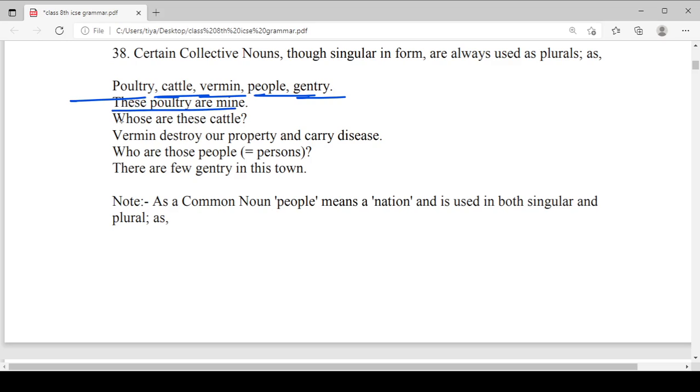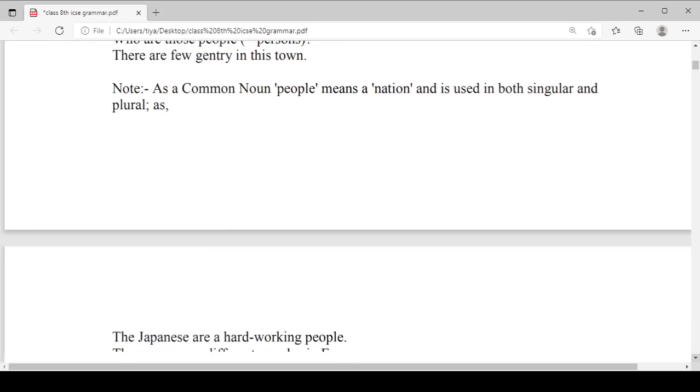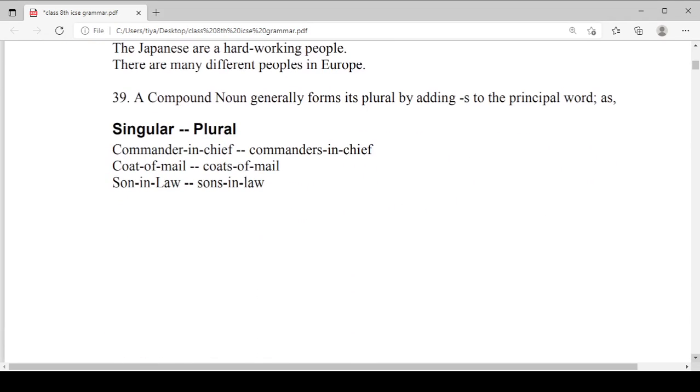These poultry are mine. Whose are these cattle? So don't try to make cattle into cattles. Okay, it is wrong. Poultry, don't try to make plural by poultries. Vermin, don't try to make vermins. Peoples, gentry, they are already plural, and they are always used as plurals. So don't make them plural by adding s or es. They're already plural, so use them as they are. So you need to learn this exercise again and again.